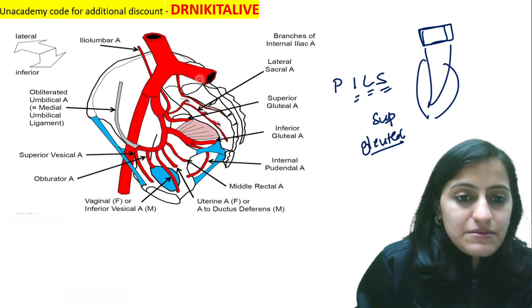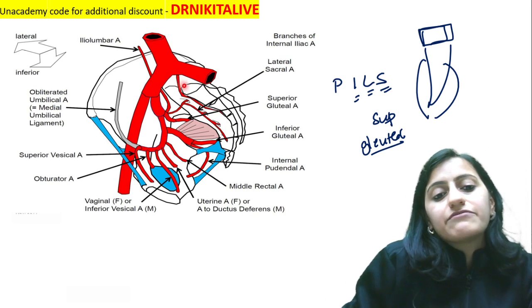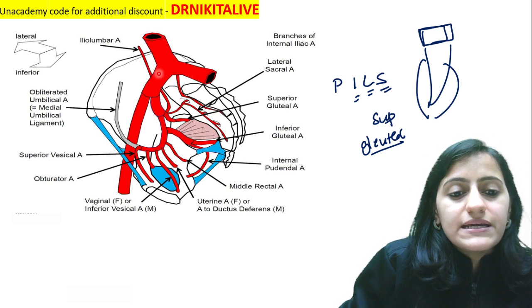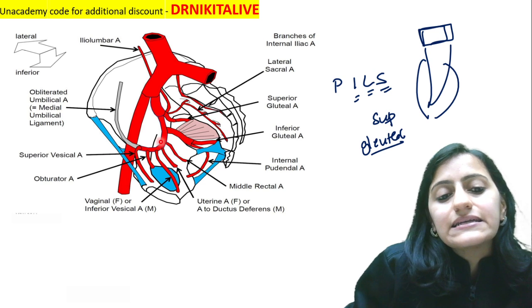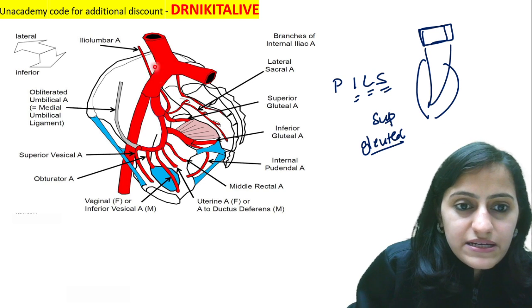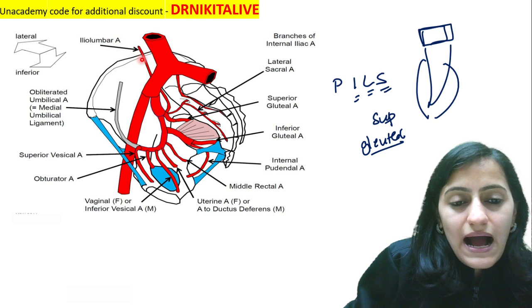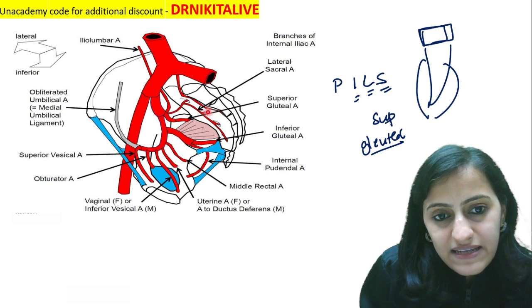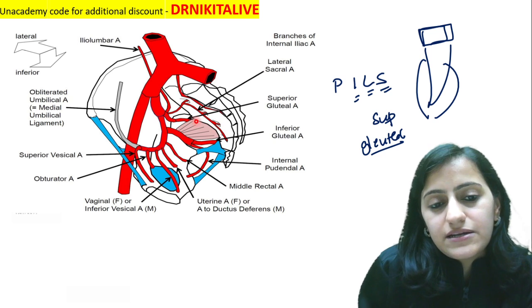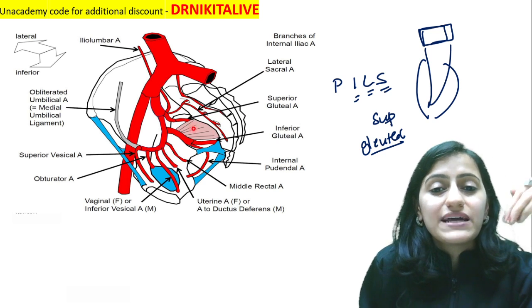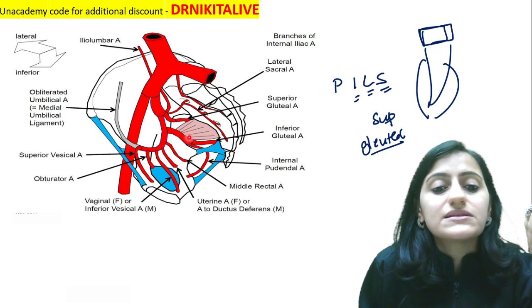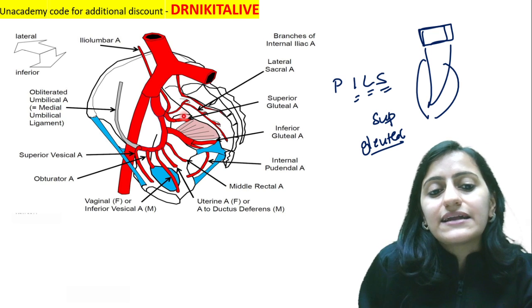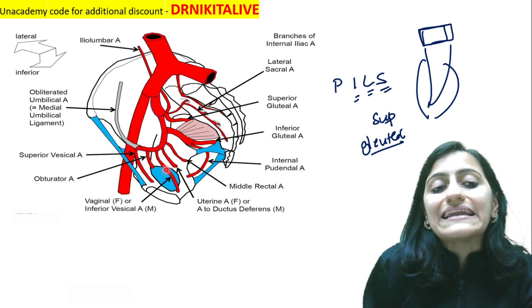Let's have a look at this image here. This is where we have the posterior division of the internal iliac artery. This is the aorta. We have the common iliac, giving the external iliac and the internal iliac. From the internal iliac posterior division, we see the iliolumbar, then the lateral sacral, and the superior gluteal. You can see this muscle here, which gets the name superior and inferior gluteal. That muscle is the piriformis, another important question. So the superior gluteal artery. ILS, that is PILLS. The rest are the branches of the anterior division.